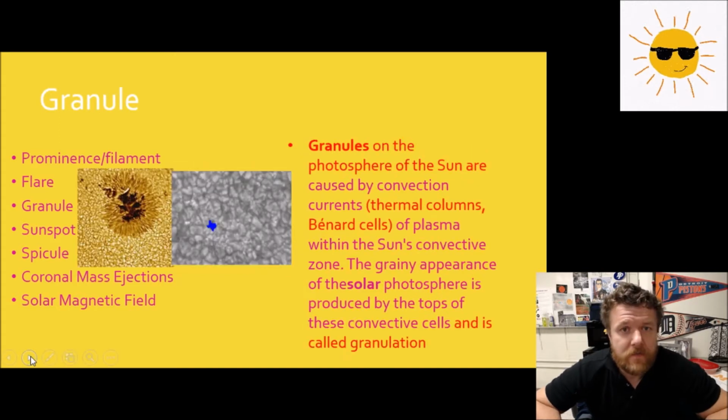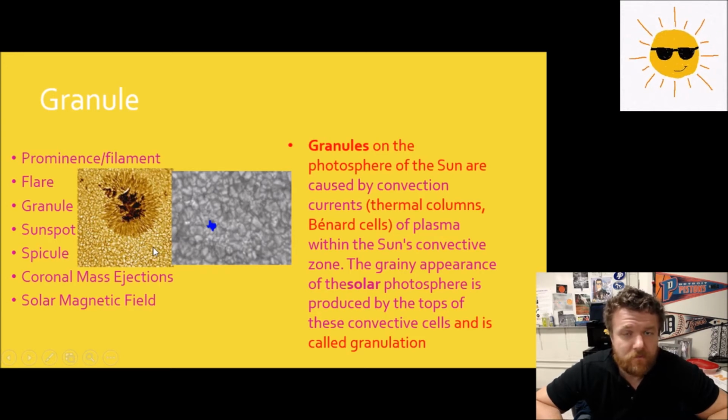The next word that we need to know is a granule. So a granule, when I say that word, you might think of a granule of salt or a granule of sugar. It's a little tiny piece of something. A granule on the sun, if you look closely at the surface, the sun's surface has all of these little tiny granules. You can see that there's one. They look very, very tiny.